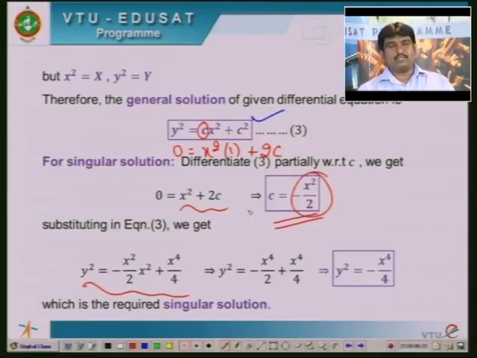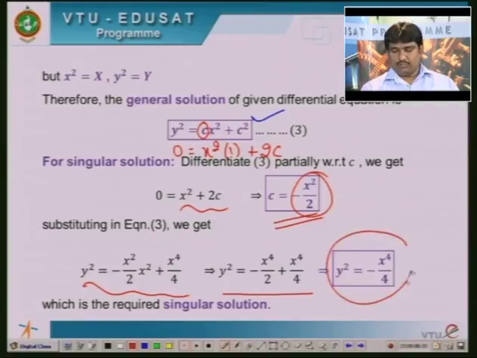Square of this is x to the power of 4 divided by 4. Therefore y square equals minus x to the power of 4 by 2 plus x to the power of 4 by 4. Minus 1 by 2 plus 1 by 4 is minus 1 by 4 times x to the power of 4. So the singular solution is y square equals minus x to the power of 4 divided by 4.